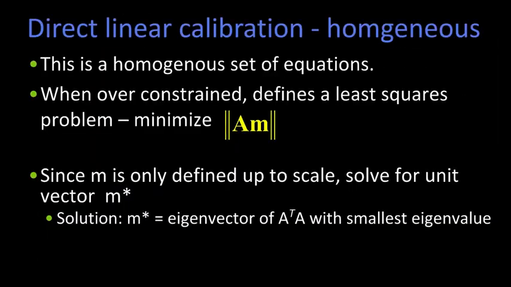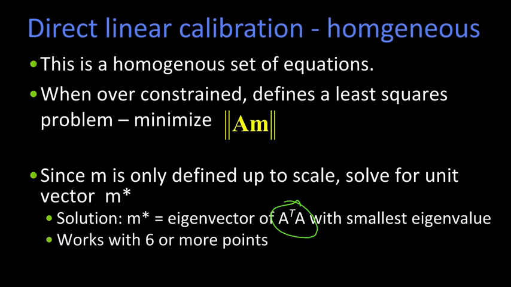The solution to minimizing Am, the magnitude, when m is a unit vector, is, as you all know, I'm sure, because you studied this all the time, you want to take the eigenvector of A transpose A that has the smallest eigenvalue. Of course, you say, I know that all the time. I'll show it to you in a minute.